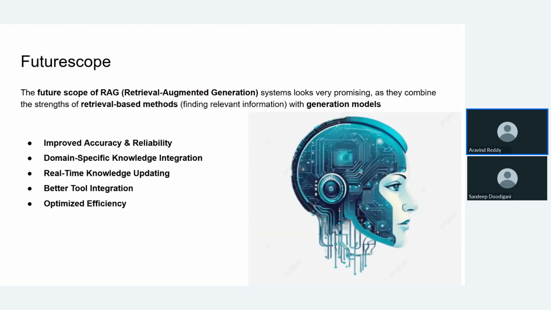So, future scope, we have generally discussed it. It is used in many fields and use cases: improved accuracy and readability, domain-specific knowledge, integration and real-time knowledge updating, and better tool integration. It is going to be used in a number of areas.